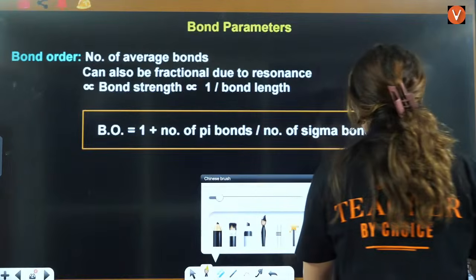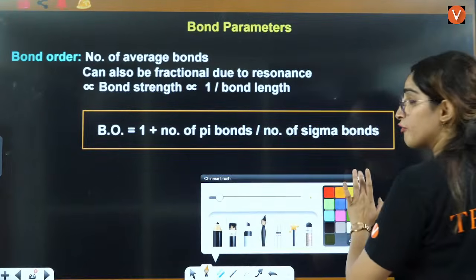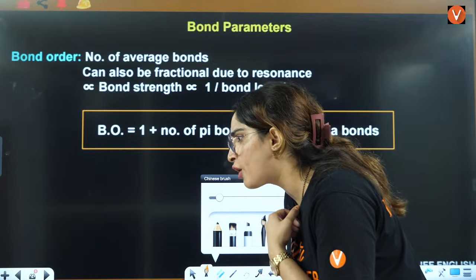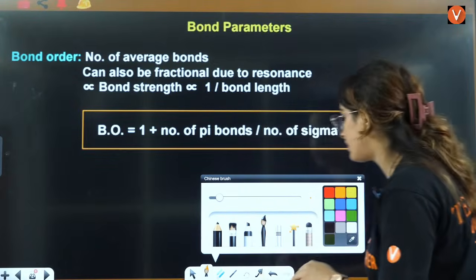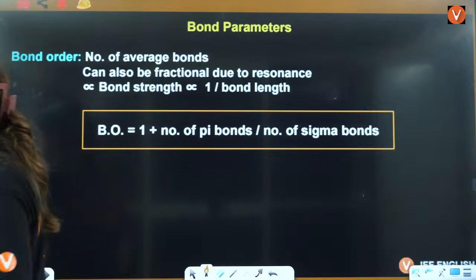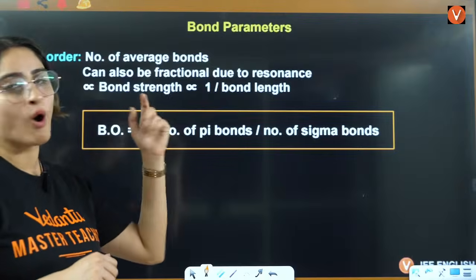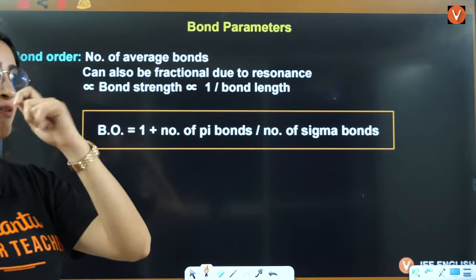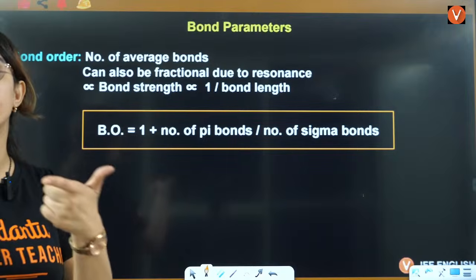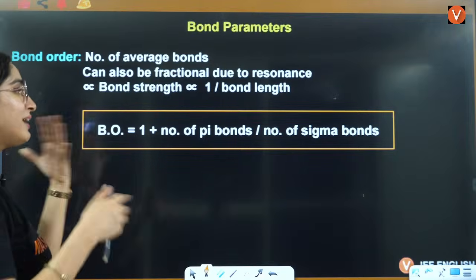Next is bond parameters. Now we have bond parameters. Let's talk about that. Guys, please don't spam here. So let's talk about bond parameters. First is bond order. Bond order we will calculate from MOT also, but you need to relate these things here.